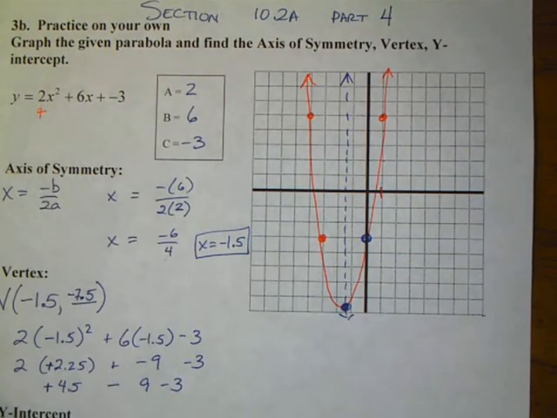It is going up because the a value is positive, and you also see it's very skinny because the a value is 2. Remember, if a is positive, it goes up, and if a is negative, it goes down.